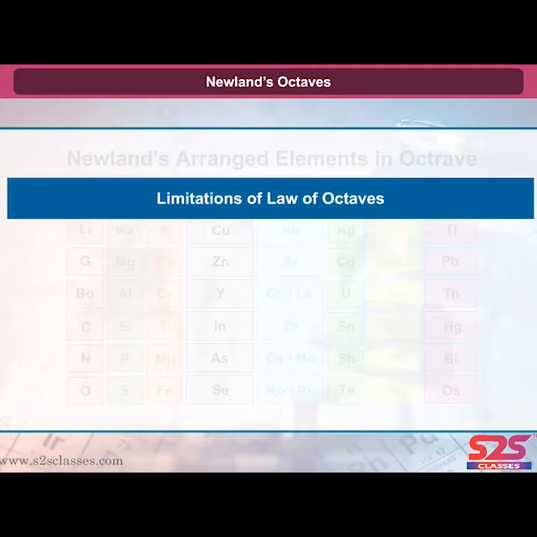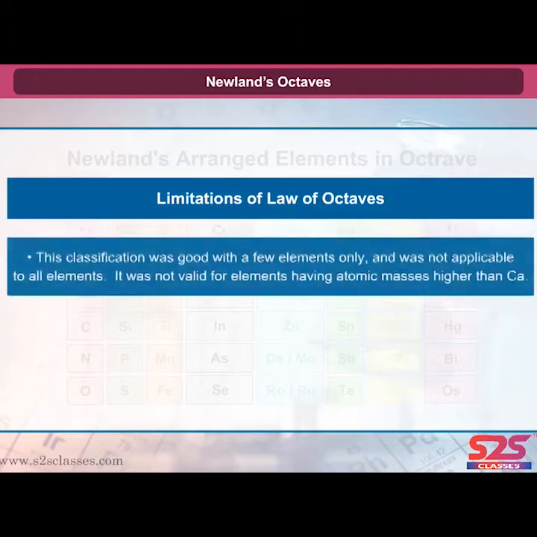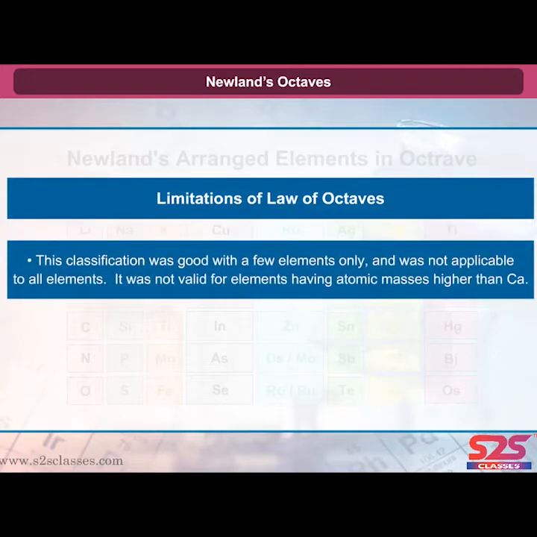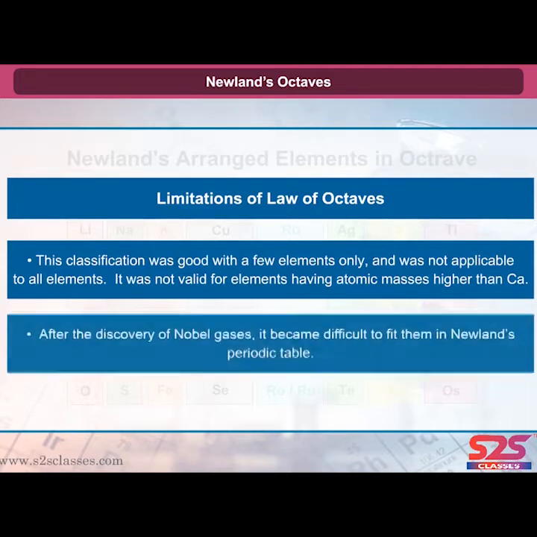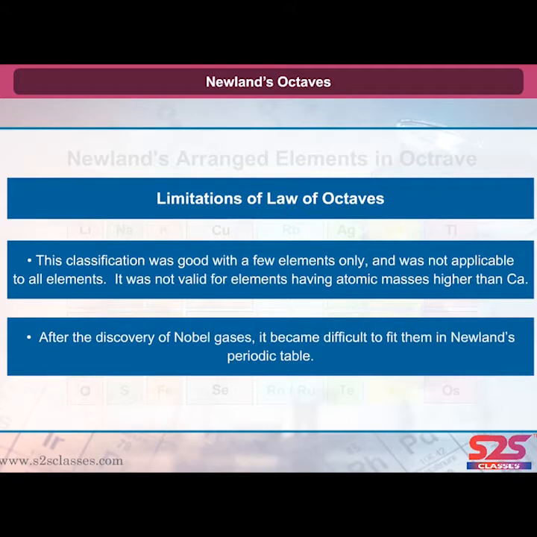There were a few limitations in Newlands' attempt of classification, due to which it was not accepted. This classification was good with a few elements only and was not applicable to all elements. It was not valid for elements having atomic masses higher than calcium. After the discovery of noble gases, it became difficult to fit them in Newlands' periodic table.